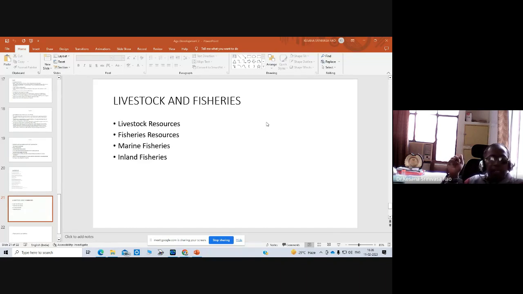And the second aspect we can see is the fisheries resources. Fisheries are basically of two types, marine and inland. Marine fisheries, as you know, is where people go fishing at sea level. They catch the marine fish, come back, sell it, and eat it. Inland fisheries means it has to be grown separately.